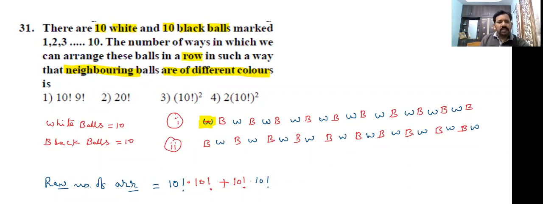Now observe that neighboring balls are different color or not. So that's why here we are getting two cases. The first place should be either a white or black ball. So finally, what is the answer, students? 2 times 10 factorial whole square. This is the answer. Which option is correct? Second option. But if the white colors are greater than the black colors, the number of balls is not equal, then follow the previous problem method.